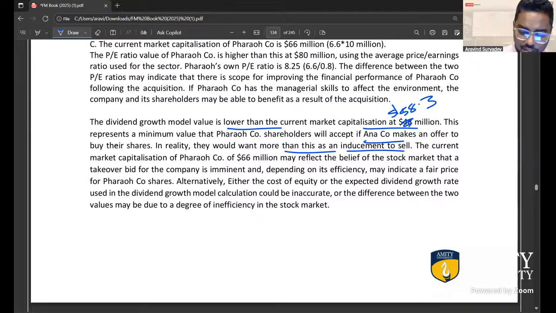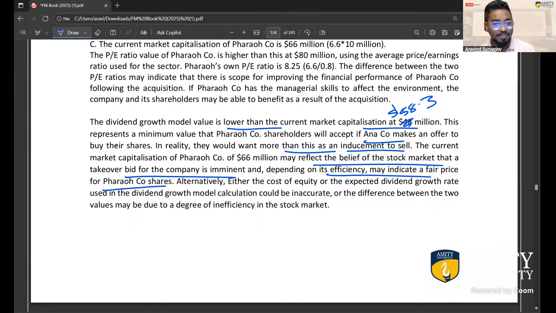So the current market capitalization may reflect the belief of the stock that a takeover bid for the company is imminent. That could also be market reacts to emotions. We have talked about this. When the news of a takeover goes around, people buy the share expecting the company or another company to buy those shares. So there'll be demand for the shares. That could be the reason why it is high. And depending on its efficiency, may indicate a fair price for Faro company. This market efficiency is something we will learn about in today's class. But market efficiency is the idea that, well, how fast is the news about a company reflected in a share price? How fast does the share price update? And if it is quite efficient, then this is what we would see.